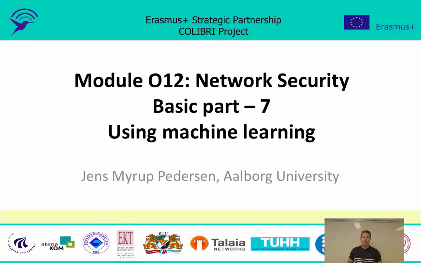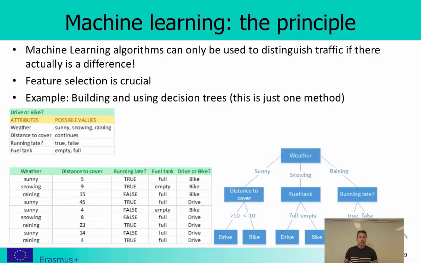So welcome to part 7 on the basic module in network security. In the last lecture, we looked at how internet traffic could be described and which features we could use to describe traffic flows. Now we'll be looking into how we can use machine learning to distinguish between malicious and non-malicious traffic. But first of all, I will give an introduction to the basic principles of machine learning.